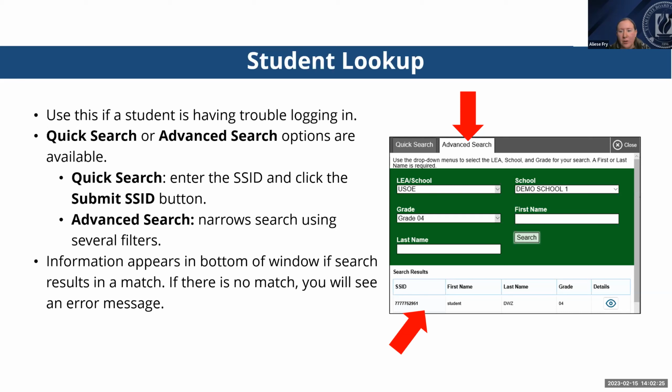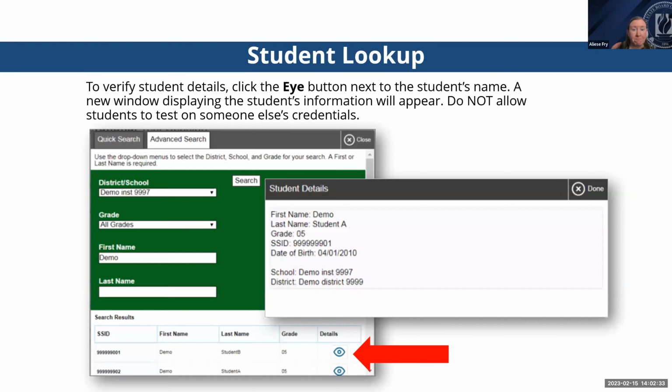If you're going to use either of these, if a search results in a match, the information is going to appear at the bottom of the window. And if there's no match, you'll actually see an error message. If you see the student you're looking for, you can click the little eye icon button that's next to the student name. A new window is going to display the student information that appears on the testing ticket. Just note that the information displayed may vary slightly from what's shown here.